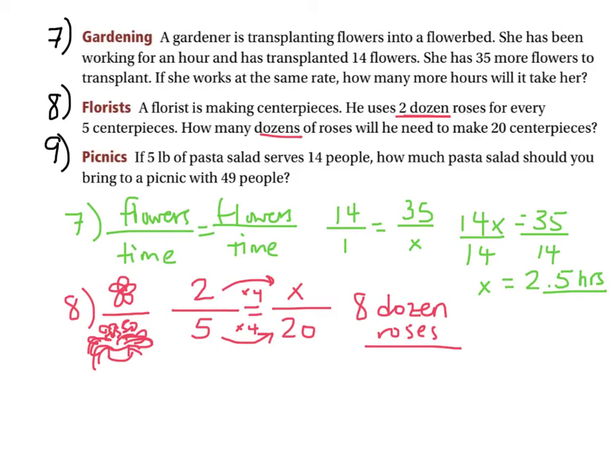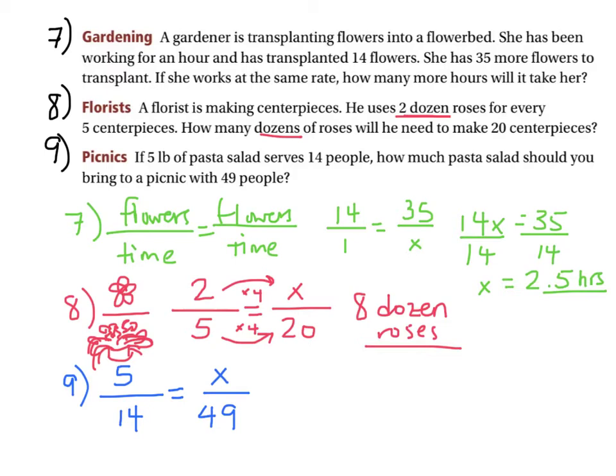Again, you know the drill if you want to pause it and try it on your own. Number 9, picnics. If 5 pounds of pasta salad, oh, even better, I love pasta salad. If 5 pounds of pasta salad serves 14 people, how much pasta salad did you bring to a picnic with 49 people? So I'm going to refrain from the pictures this time. We're going to do pasta over people equals pasta over people. So 5 pounds over 14 people equals, I don't know how many pounds of pasta salad over 49 people.